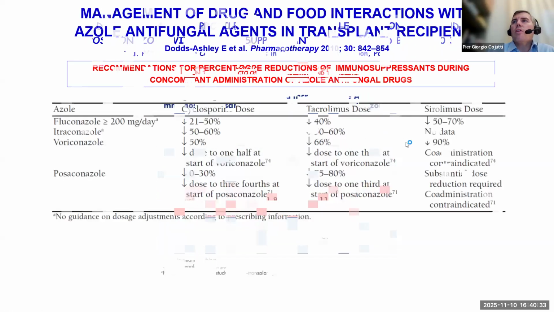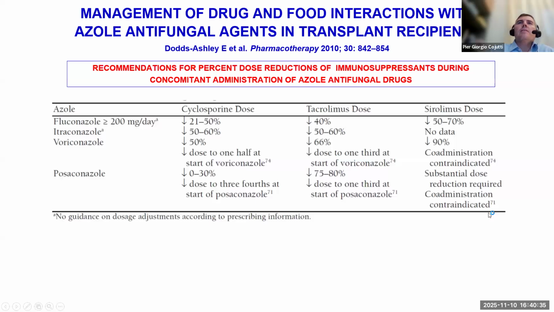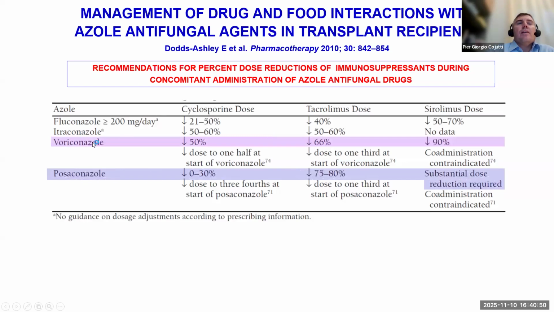Another way to look at this problem: this was one of the first very interesting reviews, which appeared 15 years ago by Dodds Ashley, which addressed this issue. So, for instance, when you administer cyclosporin and voriconazole, you should reduce the dose of cyclosporin by 50%, of tacrolimus by 66%, and of sirolimus by 90%.